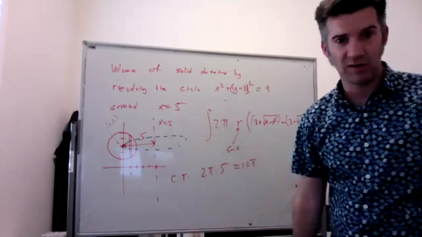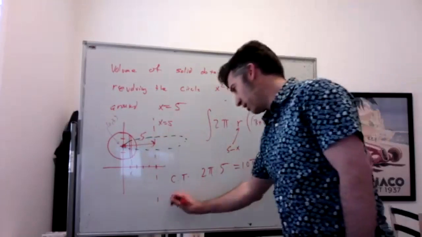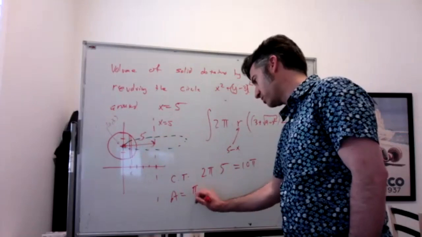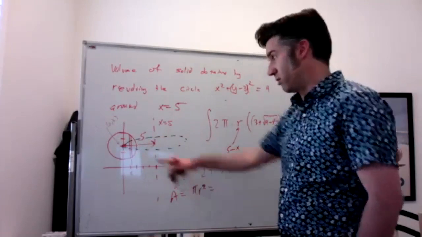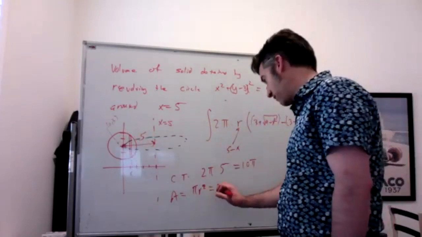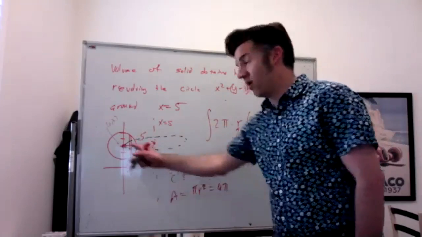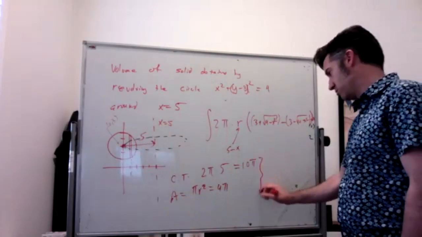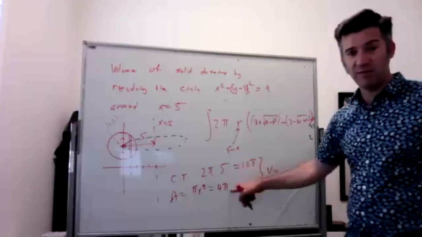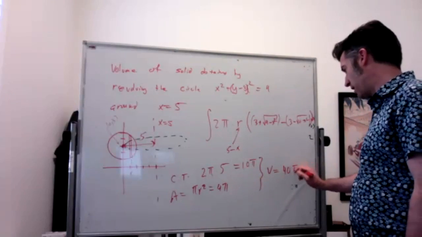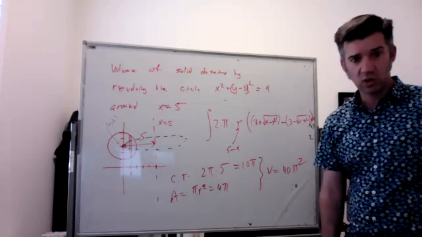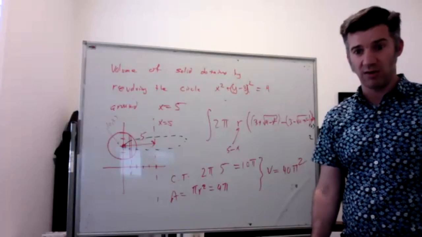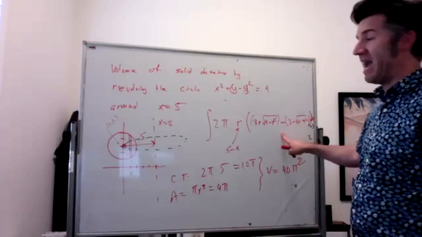What's the area of that circle? I know the area of a circle. The area of the circle is pi r squared, and the radius of that circle is 2. So it's going to be 4 pi. So the volume of this circle revolved around x equals 5 is going to be 10 pi times 4 pi, which is 40 pi squared. Super duper easy with Pappus's theorem. Super pain in the ass without it.